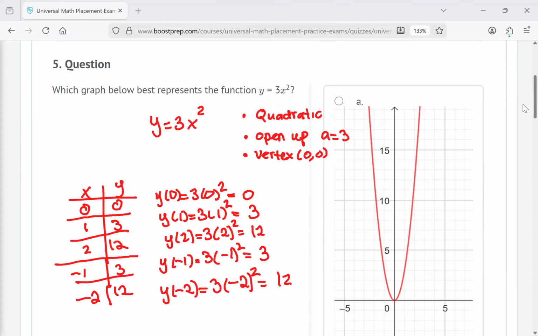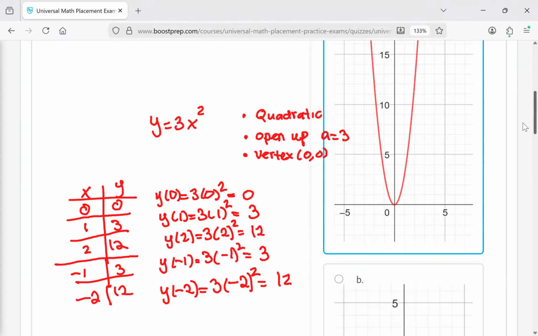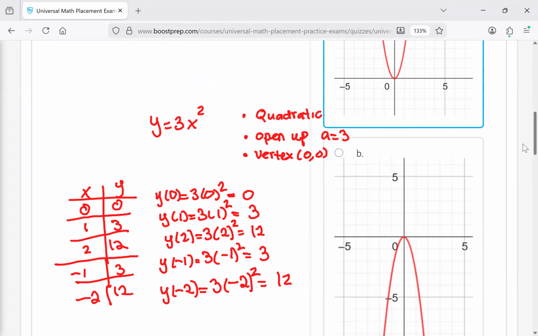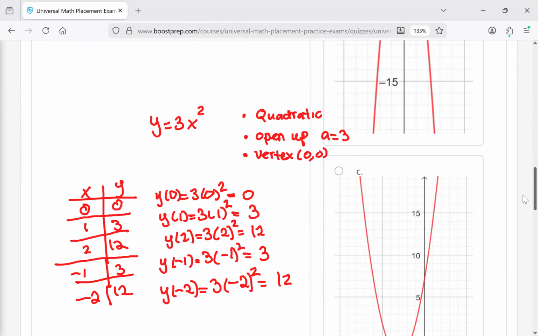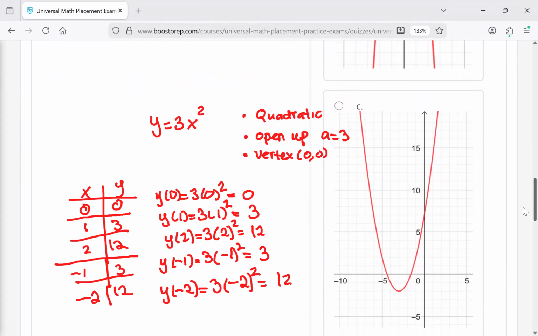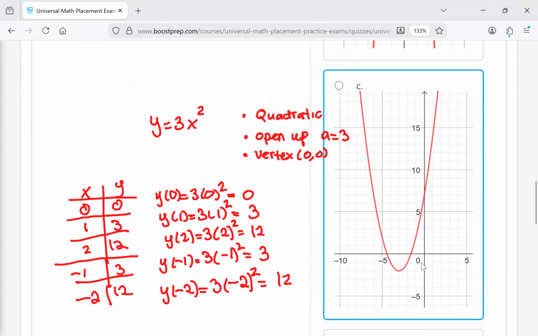Now let's just briefly look at the other choices. Is it B? No, because it's concave down. Ours is concave up. Is it C? Technically, it's concave up, but it doesn't have a vertex of 0, 0. See, the center is right here, so that's no.